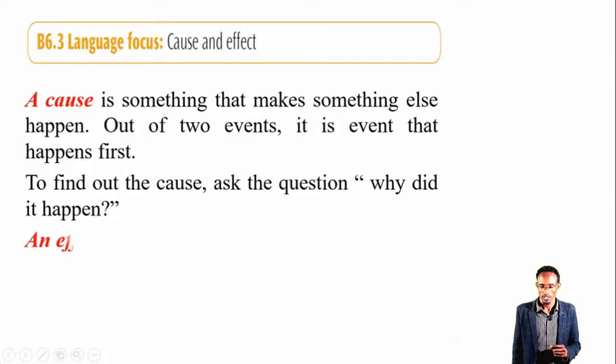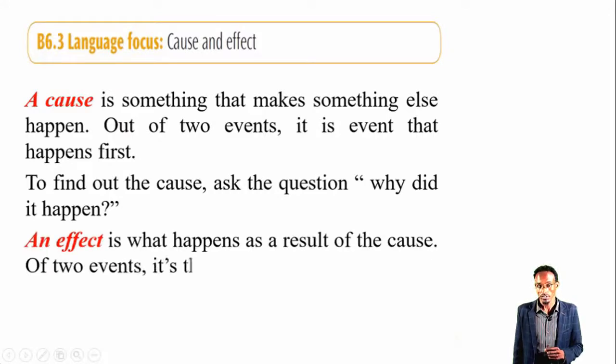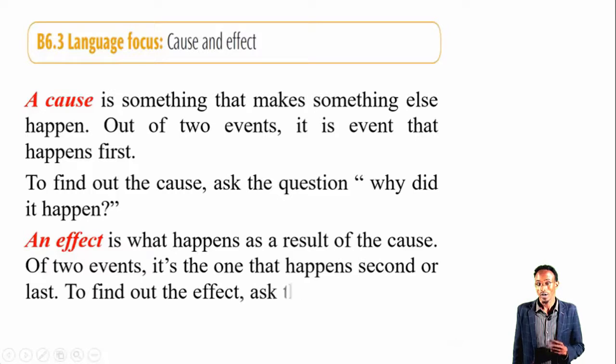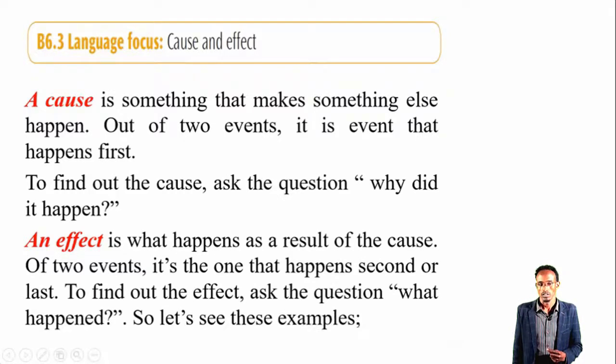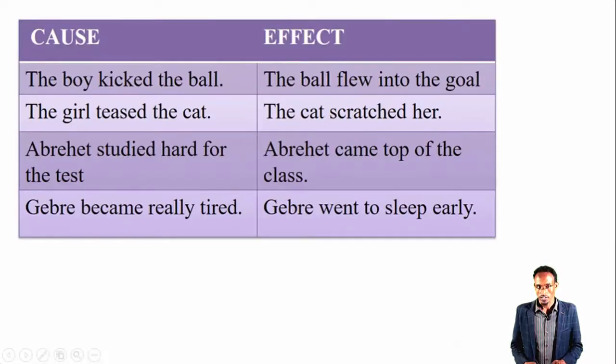Why did it happen? And when we come to an effect, effect is what happens as a result of the cause. Of two events, it is the one that happens second or last. To find out the effect, ask the question, what happened? So let us see, this example is cause. For instance, the boy kicked the ball, and the effect, the ball flew into the goal.